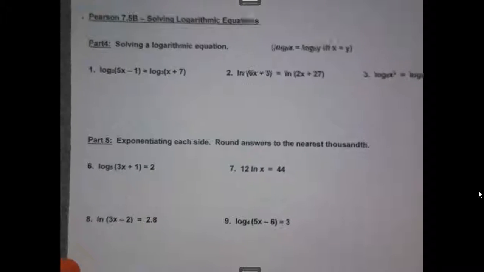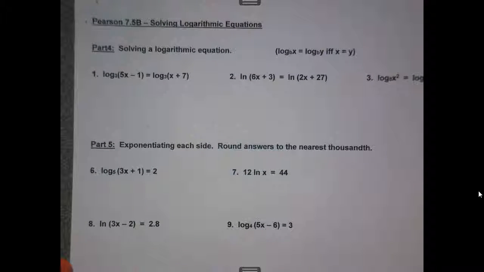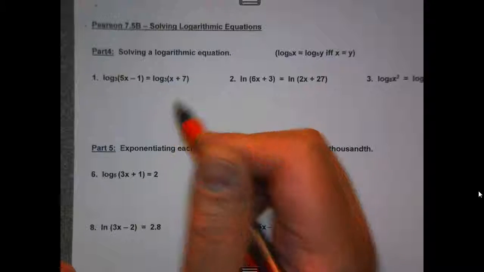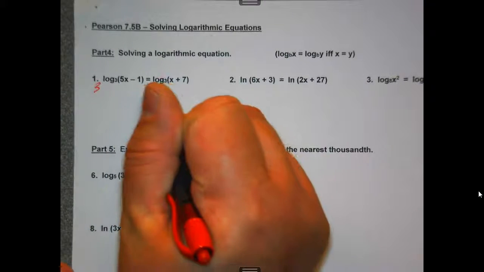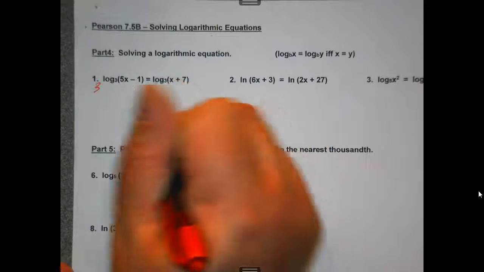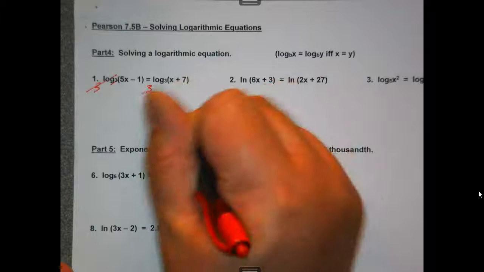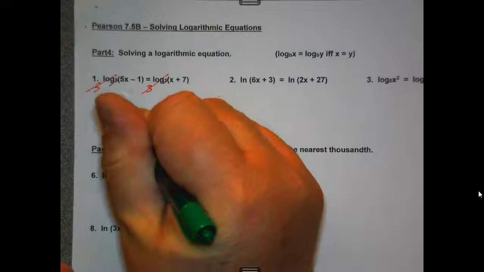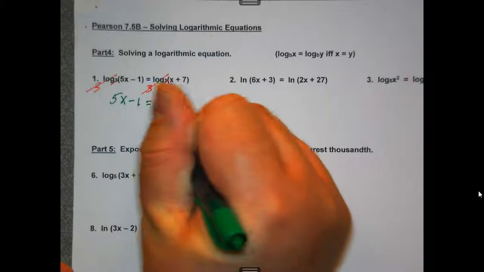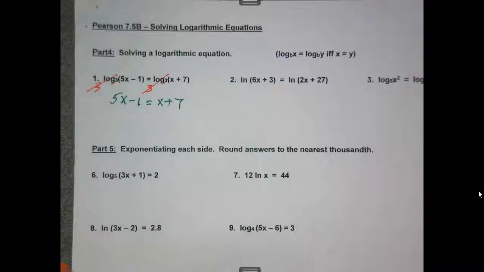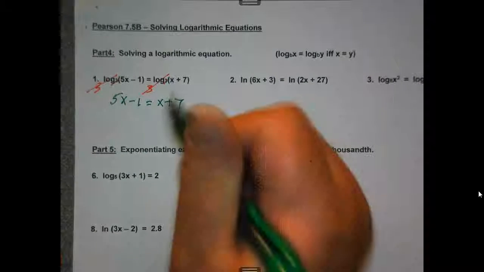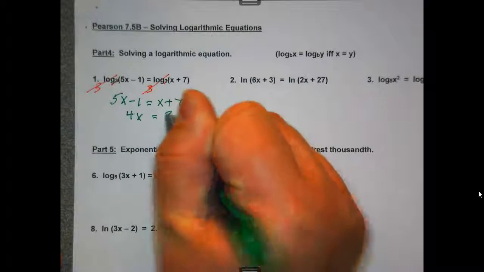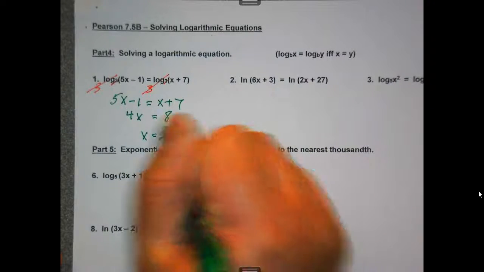All right, number one, instead of raising everything to the log, we're going to raise it to the base of an exponent. What do you think would be a good base to use? 3, because exponentiating everything with 3 cancels out that log base 3. And what do I have left? That's right, 5x minus 1 equals x plus 7. Okay, what does x equal? Let's see, subtract x, I get 4x, add 1 equals 8, so x equals 2.